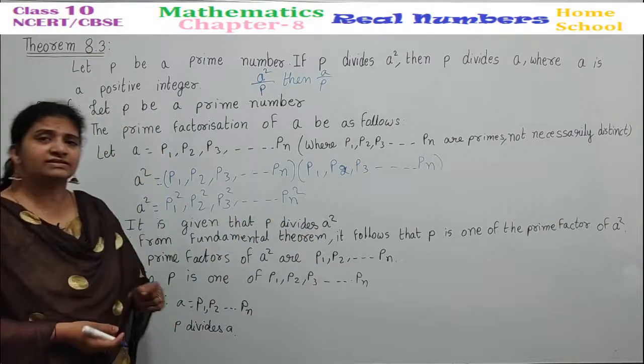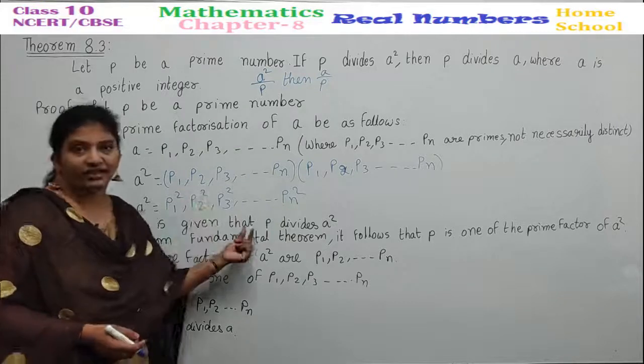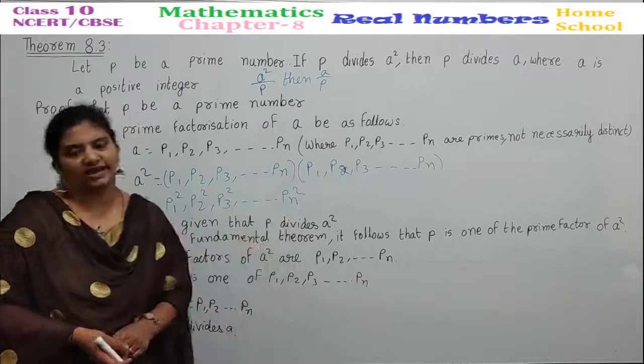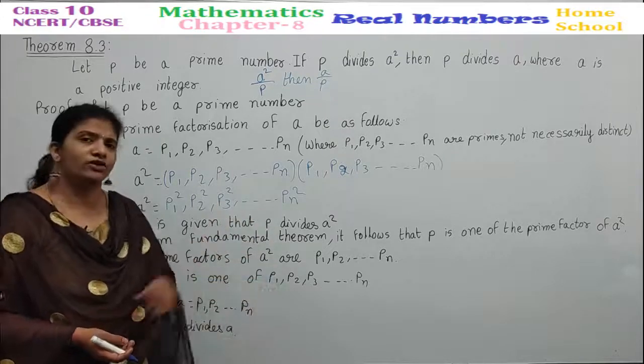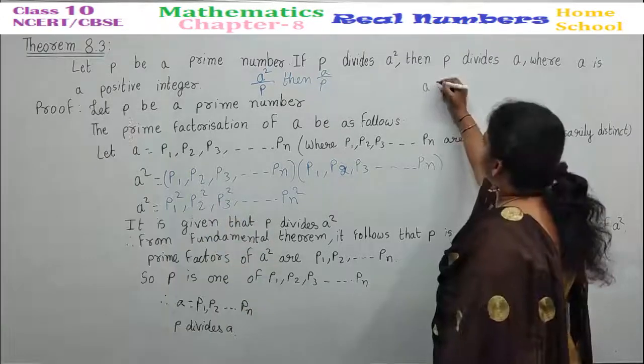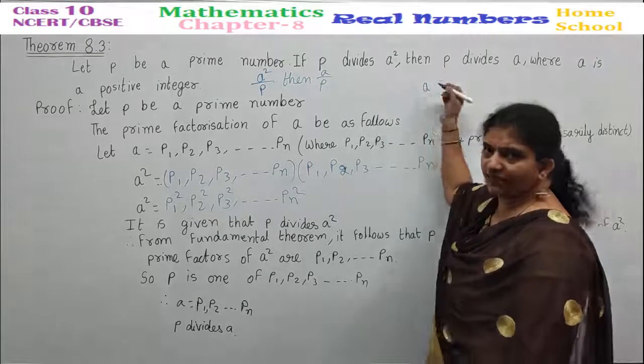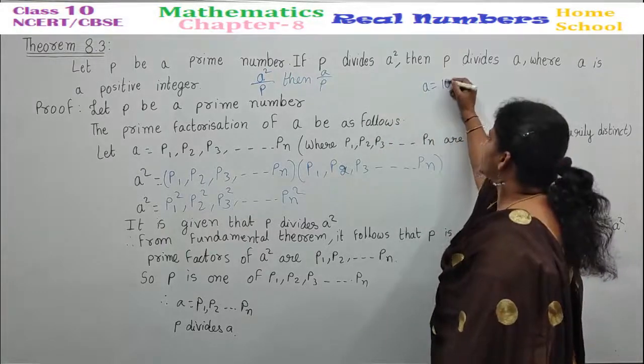What is the given statement? It is given that P divides A square. So before dealing with these four lines, I want to give you an example. A, what is A? Positive integer. Let me take A equal to 10.